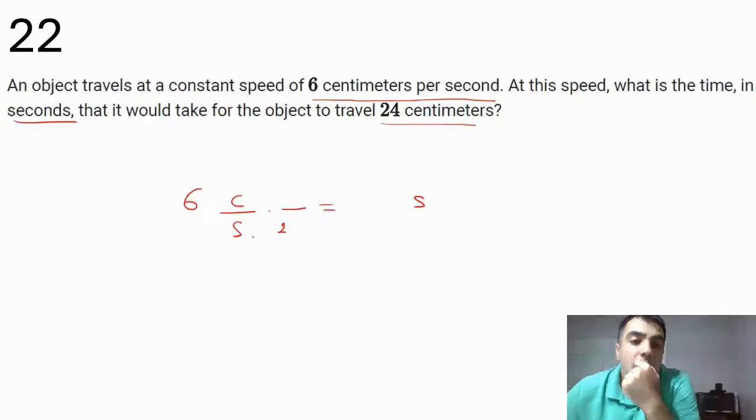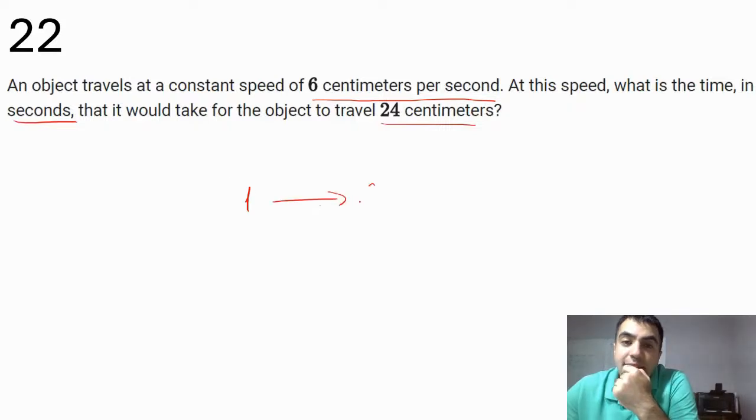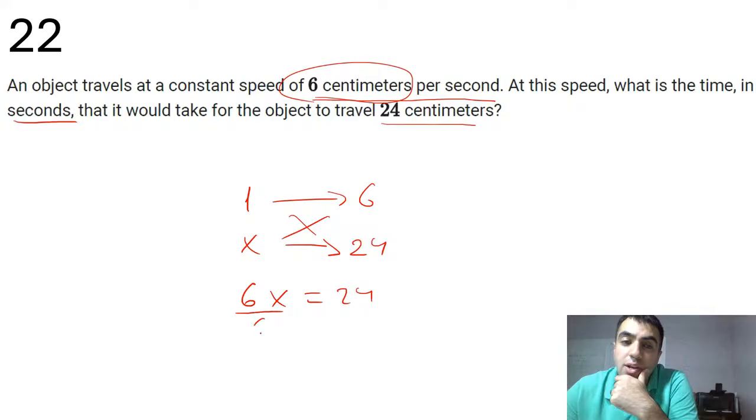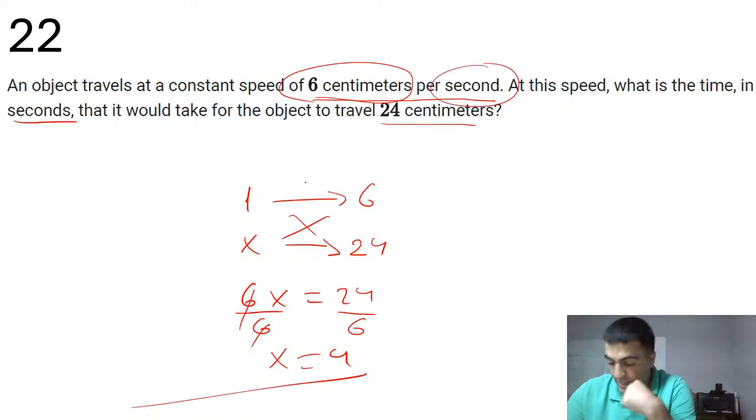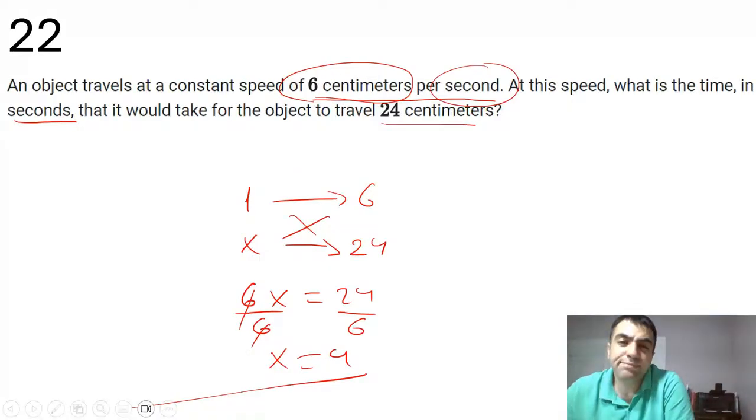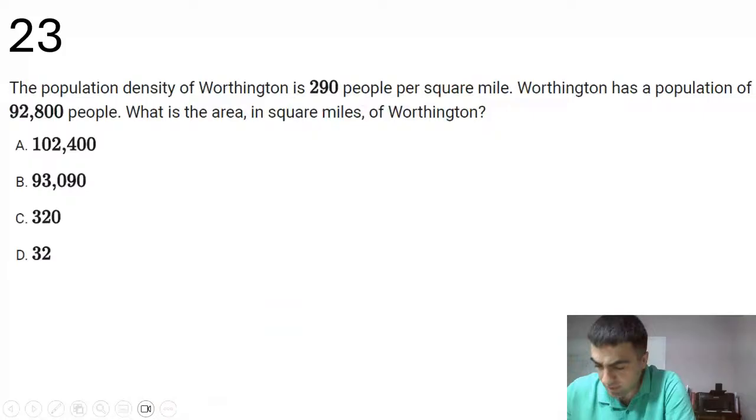Let's solve it. If 1 second takes 6 centimeters, then for 24 centimeters, let's divide both sides of the equation by 6, and we get 4. Only 4 seconds, okay? Mr. Tuncay, you are right. Next question.